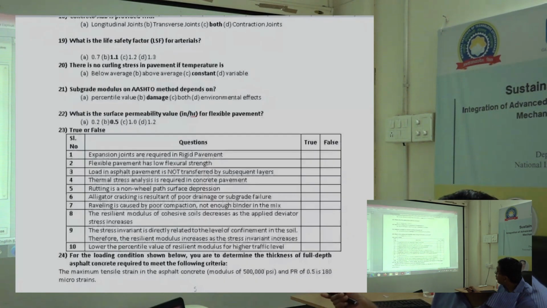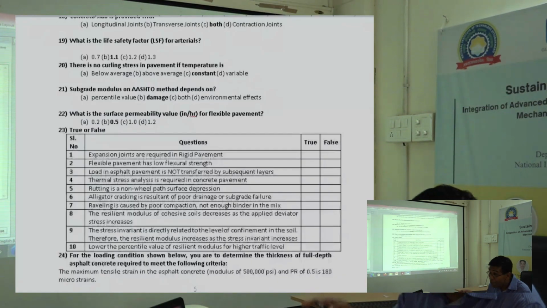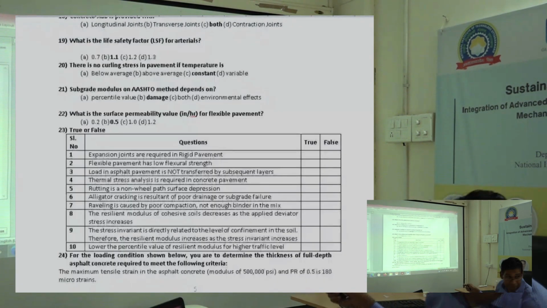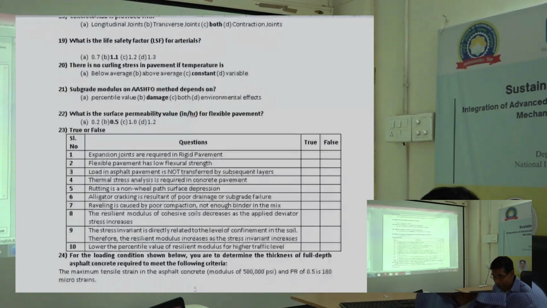Therefore, the resilient modulus increases as the stress invariant increases. This is typically what I would ask, but this is only true if it's a completely granular soil. If it's a cohesive soil, the previous one dictates. So I ask these kinds of questions to my students, and they get every sentence and understand the depth of knowledge.